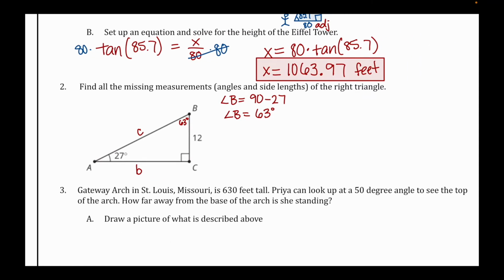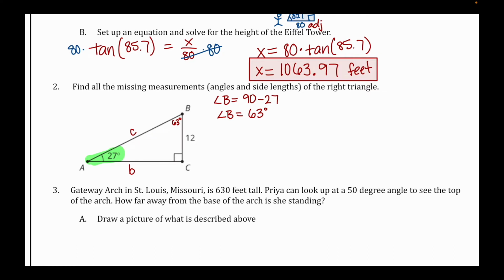So let's find those lengths. And we're going to stick with the 27. You can use the 63, but I'm going to stick with using the 27-degree angle. So this is the one that I'm just going to use for my degree measurements here. Okay, so from there, if I want to find B, I'm going to label everything here based on angle A. So 12 would be the opposite. B here is going to be the adjacent, and C is going to be the hypotenuse.